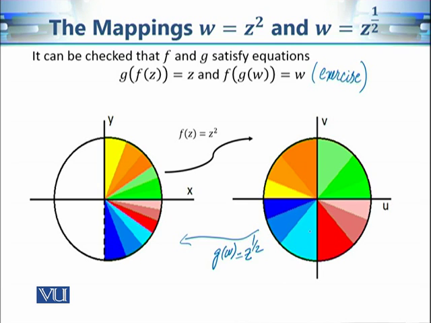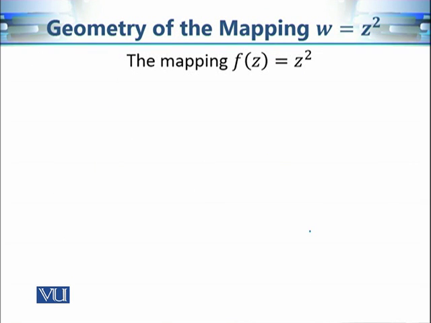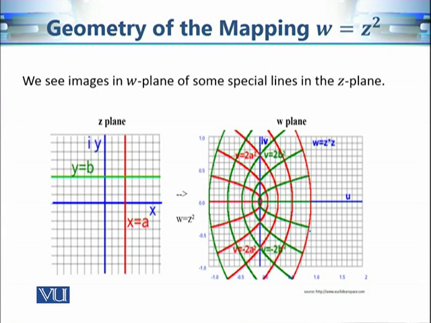Now let's consider this mapping z square and try to study its geometrical properties. When we say geometrical properties, in other words, we are going to choose some subsets from the z plane and study what will happen with them when we apply z square on them. In particular, we are going to choose lines which are parallel to the y-axis or the imaginary axis, and lines which are parallel to the real axis, and we want to study what will happen when we apply z square on them.